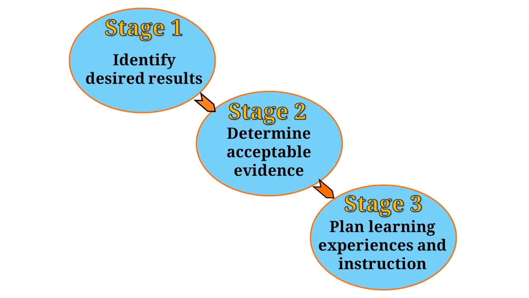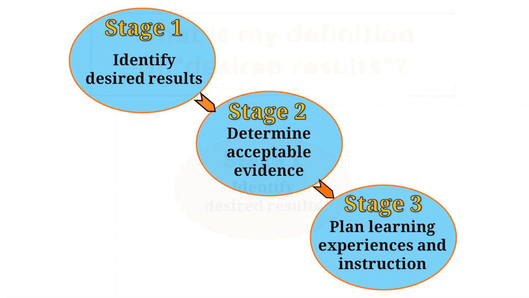Stage 1, identified desired results. Stage 2, acceptable evidence. Stage 3 is the learning experiences. We've made a shortcut here. Stage 1 is our end in mind. Stage 2, here's our assessment, our summative assessments that are going to tell me if we met our goals. And then stage 3 are all the activities and things that we do while we teach, right?